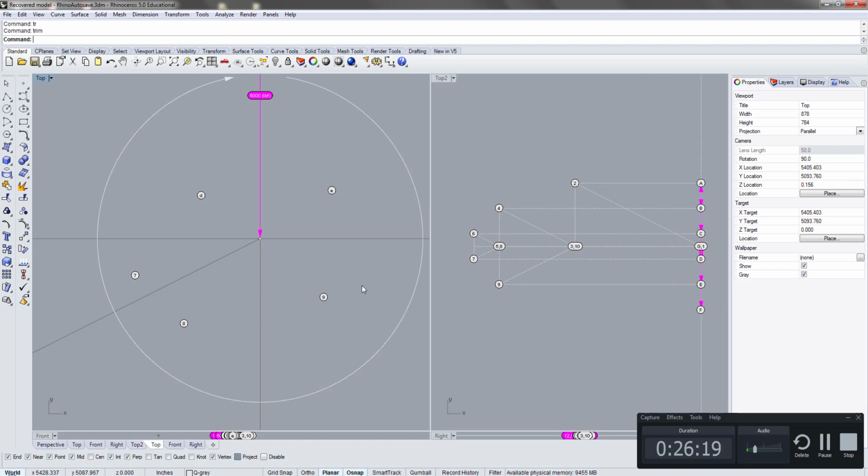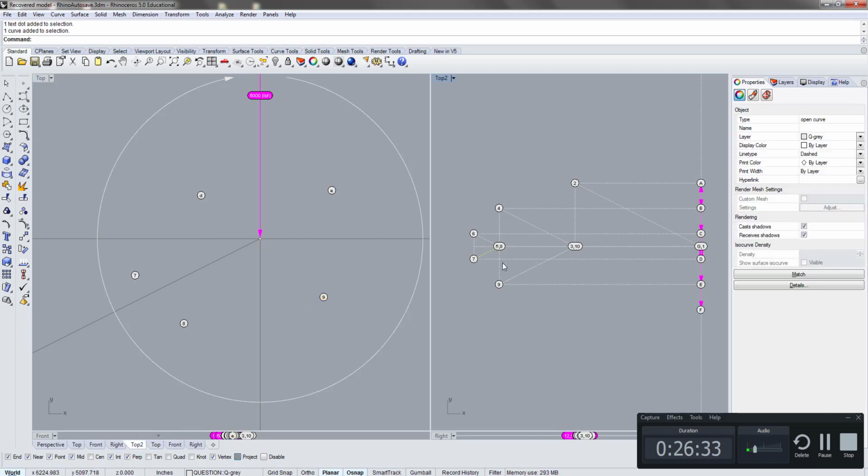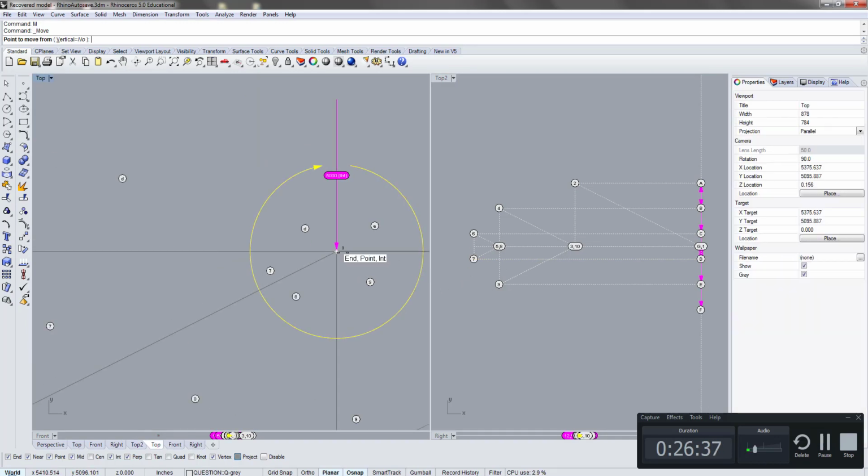All right, so that was after we located 9. 9, 8 is right there. 8, 7 we already have. 7D we already have here. So we're ready to move on to the next point.